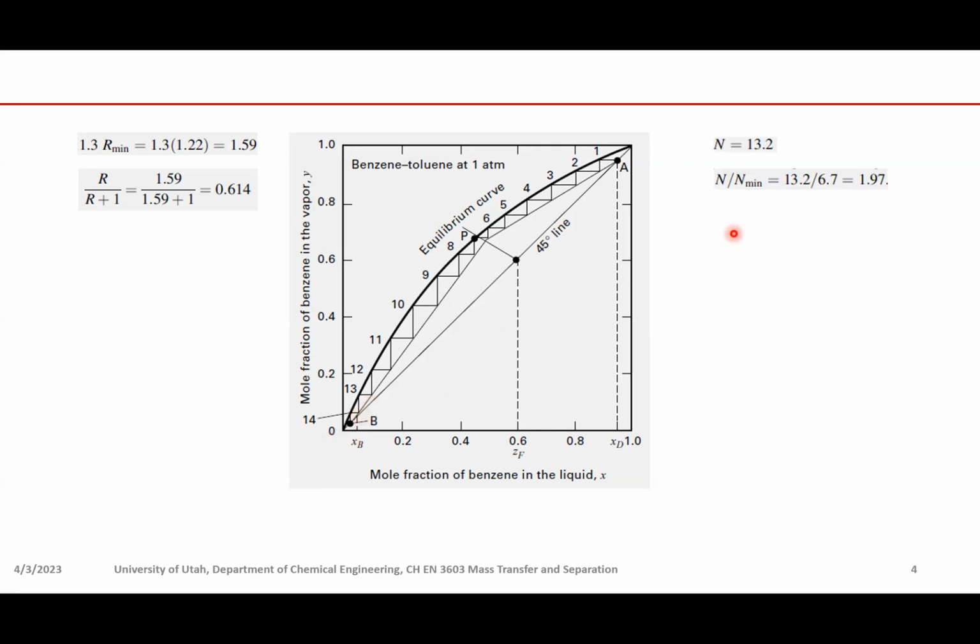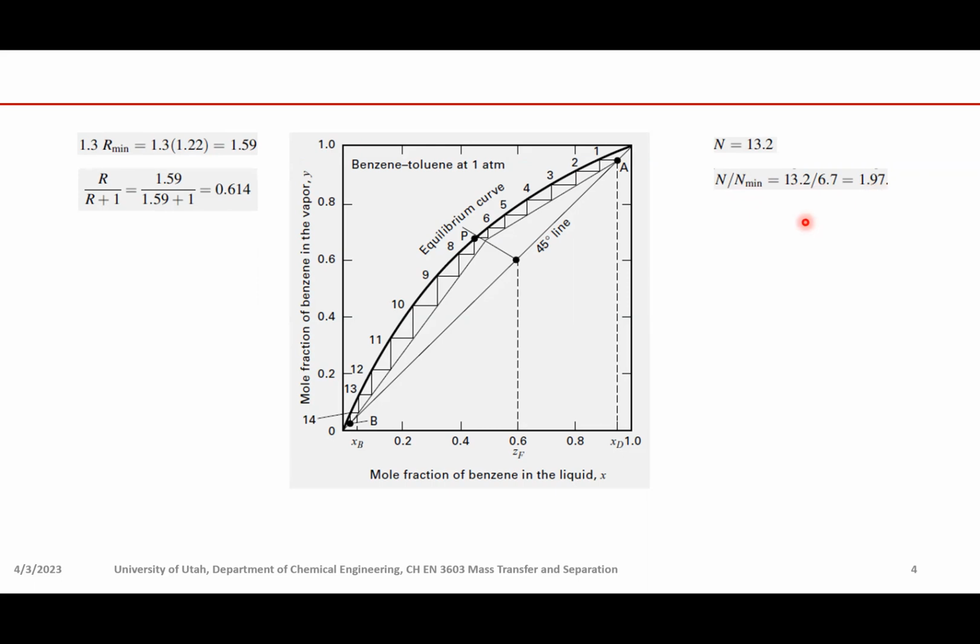Okay, then you can compute the, not a stage efficiency, the actual total number of stages in this case for a reflux ratio of 1.3 R min, compared to the minimum number of stages, that's roughly twice.